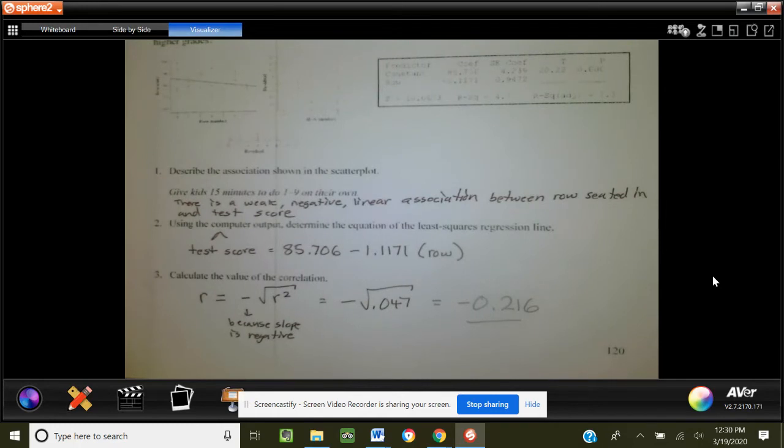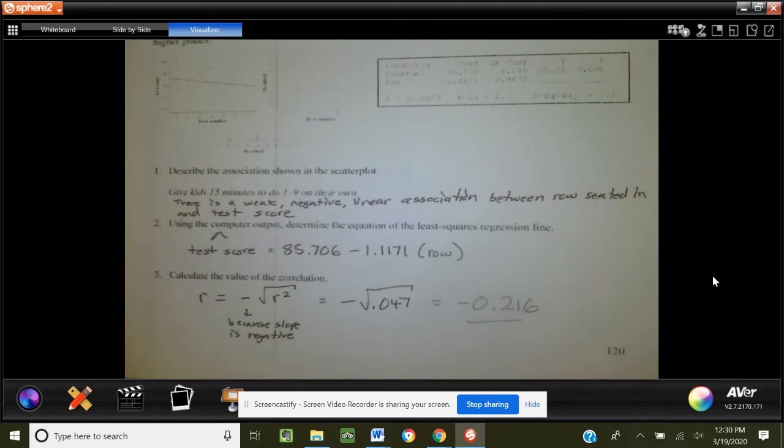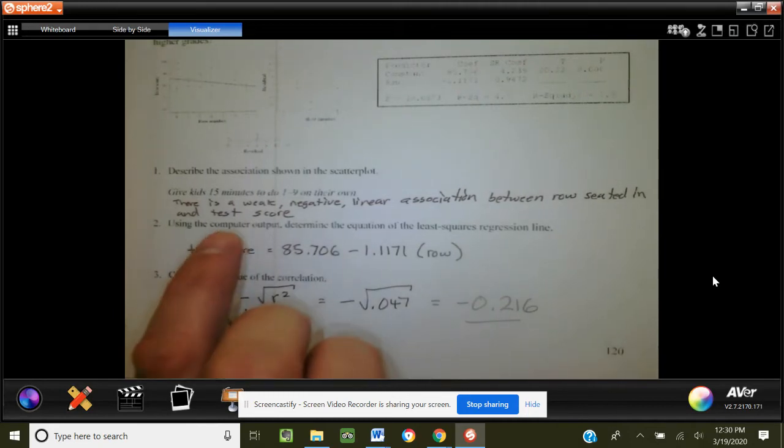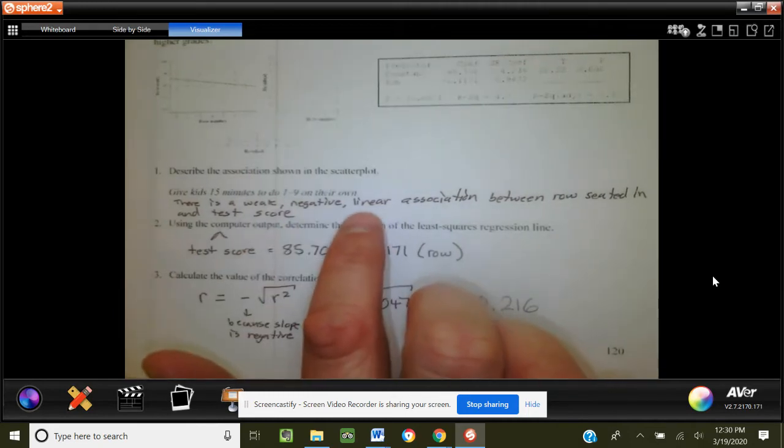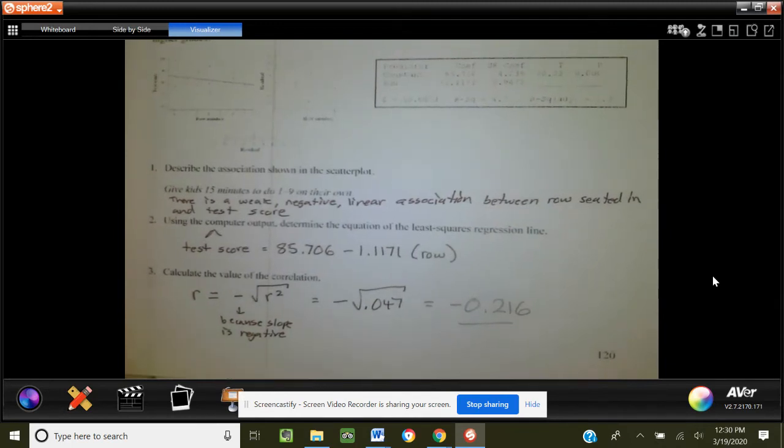But really, number 1, you should try to answer based off the scatter plot. So I wrote there a weak negative linear association, again strength, direction, form, between the row seated in and the test score. Row seated in is our explanatory variable. Test score is our response variable.